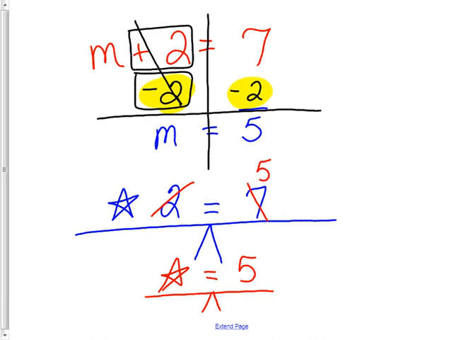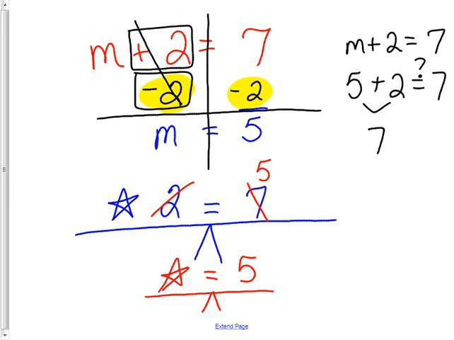And we can go back and check and make sure we're right by taking our original equation and putting a 5 where the m was and asking ourselves, is it true that 5 plus 2 is 7? Well, 5 plus 2 is 7. So yes, it's true, and we now have the same thing on both sides of the equation. Both sides have a value of 7. So that means that we were right. Our m did equal 5. So we've done it correctly.